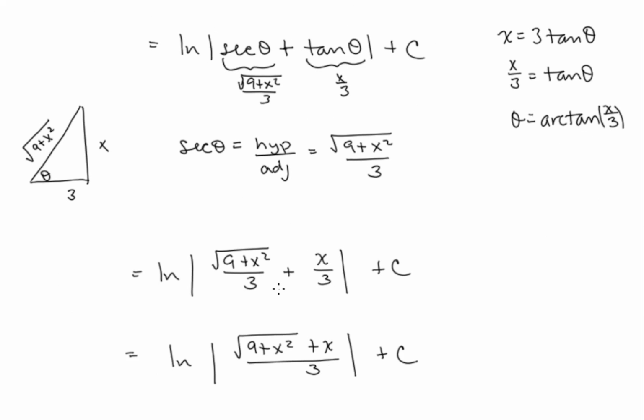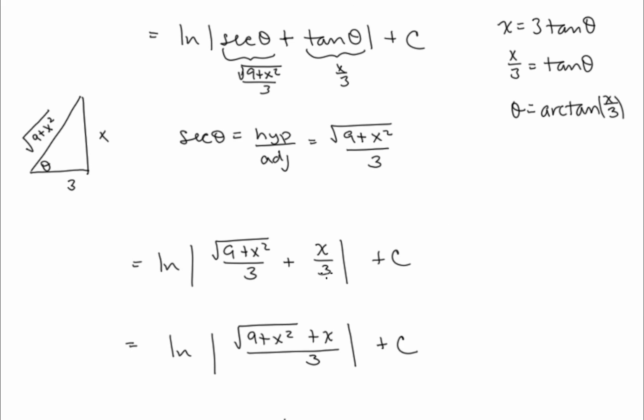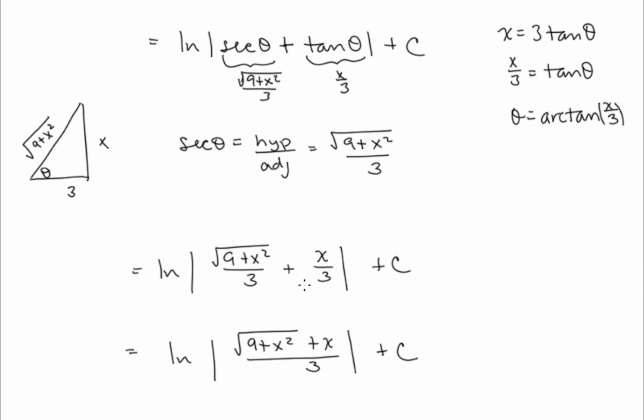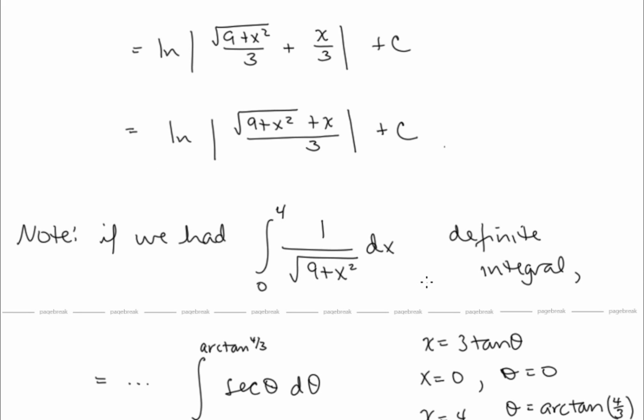And so our solution looks like this. And if you want to combine and make one fraction, we can write it like that. We could also separate this into two logs, log of the numerator minus log of the denominator. Either of those is fine. Now notice if we had a definite integral, if we have bounds on this integral, how does that change things?